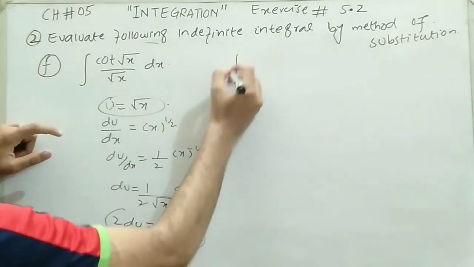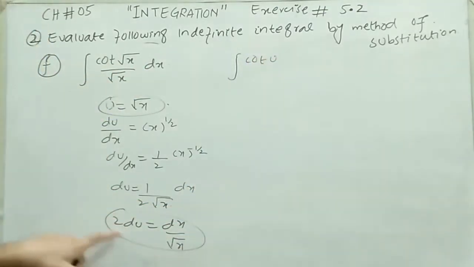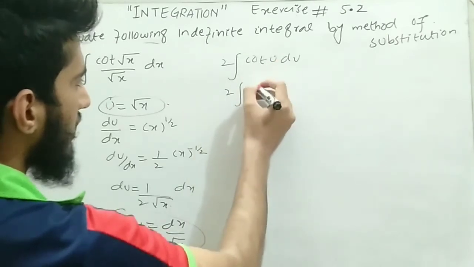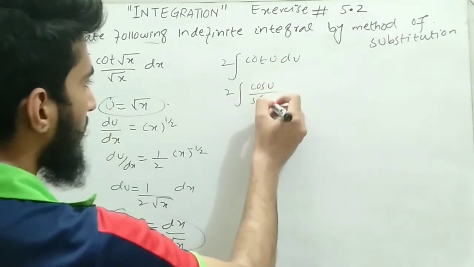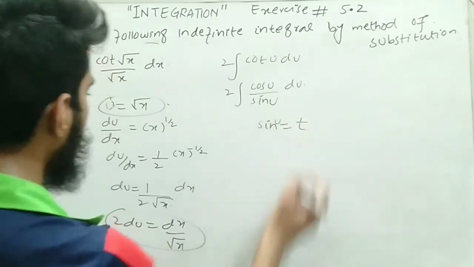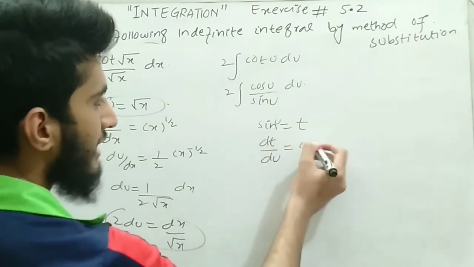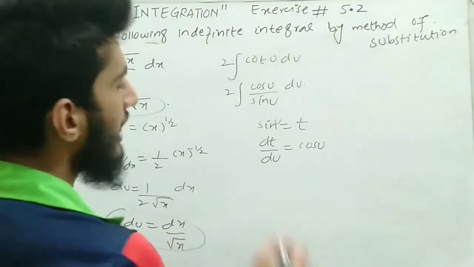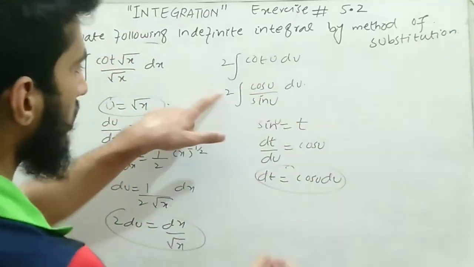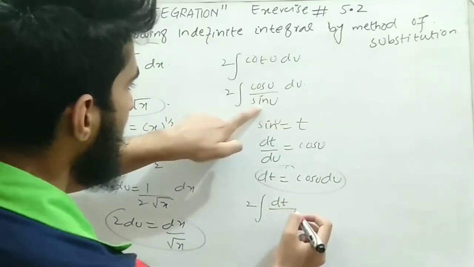So the integral of cotangent root x, where root x is u, and dx by root x is just 2 du, so it becomes 2 times the integral of cotangent u du. Now after this we can write cotangent u as cos u divided by sin u du. Now let's suppose here we take sin u is equal to t. Now differentiate both sides with respect to u, so it becomes dt by du is equal to, the derivative of sin u is just cos u. Over here we have cos u du, so du will shift to the right hand side, it becomes dt is equal to cos u du. Now put these two values in the given integral, so it becomes 2 times the integral of cos u du, cos u du is dt, and divided by sin u is t.